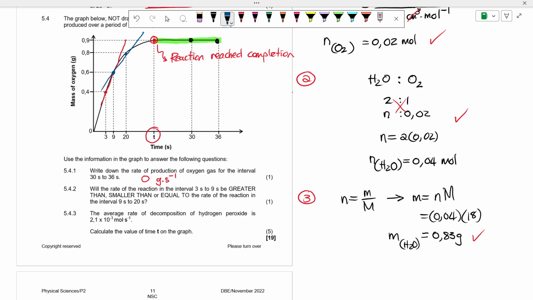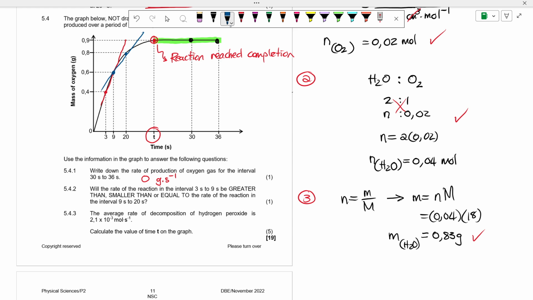I don't know if my reason is correct, but I think it's greater because, wait, will the rate of reaction in the 3 to 9 be greater because it is steeper? I think. Yes. So I'm guessing I'm dealing with mathematicians.